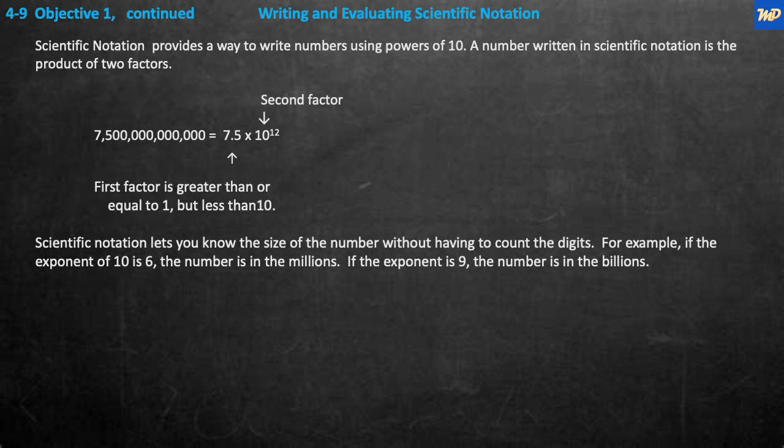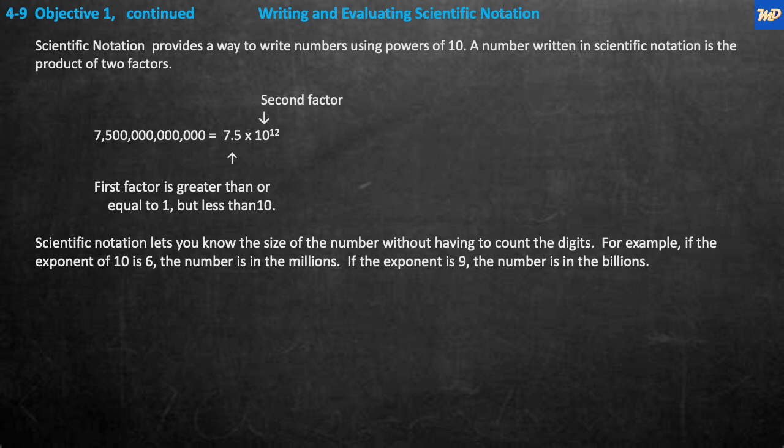Scientific notation provides a way to write numbers using powers of 10. A number written in scientific notation is the product of 2 factors. So here's a very large number. I think it's 7,500,000,000,000. The first factor is greater than or equal to 1 and less than 10. I think I said 0, sorry. And 7 is greater than 1 and it is less than 10. And the second factor is times 10 to some power. So there are the 2 factors.